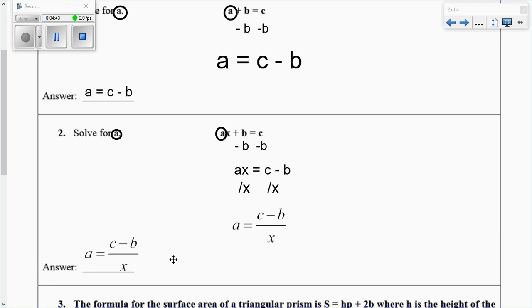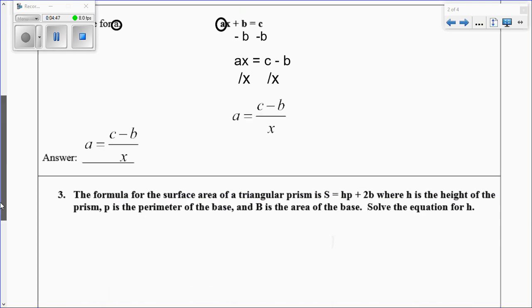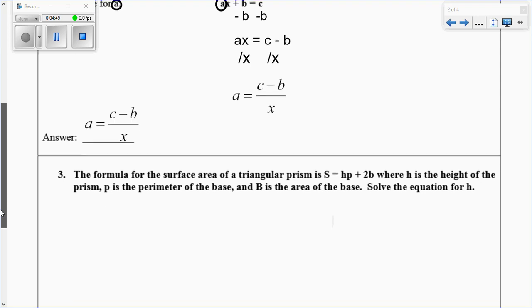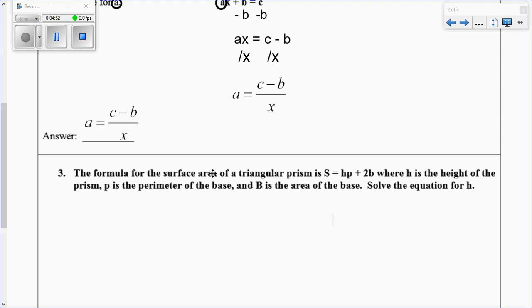But that's how you could just leave your answer. And then a formula example is this. So you have the formula for surface area of a triangular prism. h is the height, p is the perimeter of the base, b is the area of the base. It's just telling you a bunch of stuff about the formula. They want you to solve for h.